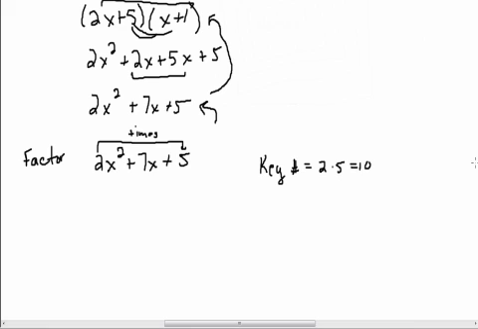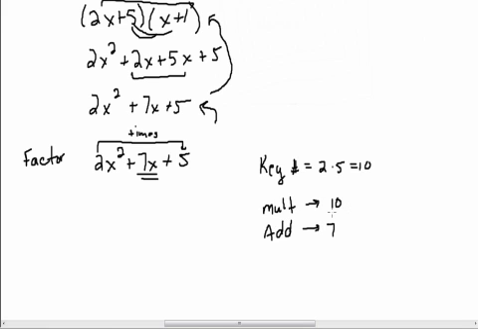Now what I want to do is find two numbers that multiply to my key number, which is 10, but add to the middle term, which is right here, which is 7. So what two numbers multiply to 10 but add to 7?